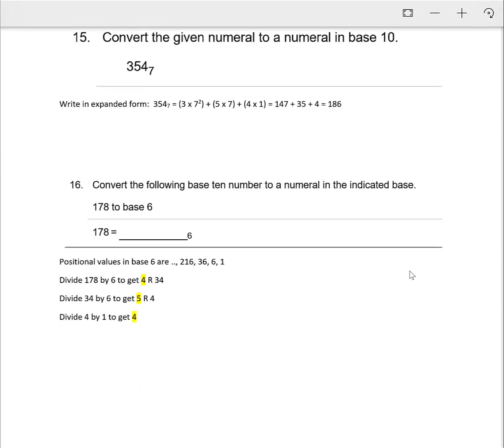Now I want to go the other way, from our system to base 6. So the positional values in base 6 are 1, 6, 36, and 216, and so forth. So I'm going to divide 178 by, I should say, 36. And I get 4 remainder 34. Then divide the 34 by 6 to get 5 remainder 4. And then divide 4 by 1 to get 4. So the number is 4, 5, 4 in base 6.